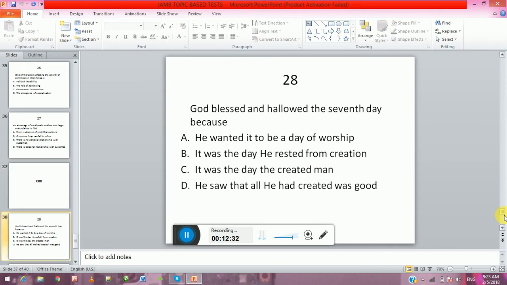CRK. God blessed and hallowed the seventh day because A. He wanted it to be a day of worship, B. It was the day he rested from creation, C. It was the day he created man, D. He saw that all he had created was good.